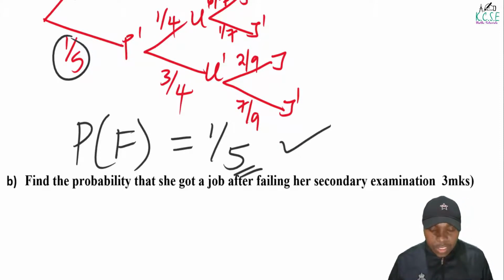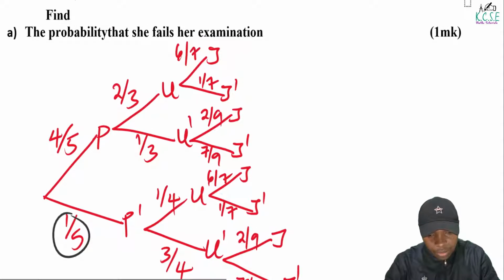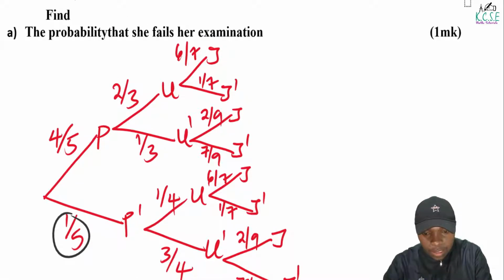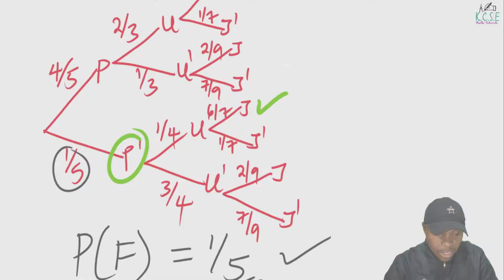Now let's go to the second part of the question: find the probability that she got a job after failing her secondary examination. Failing the secondary examination is given by P prime, then getting the job after failing, J. So we need that branch, and we also need this branch.